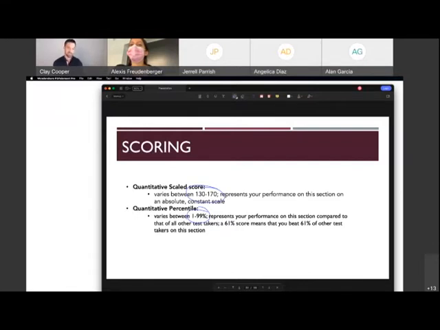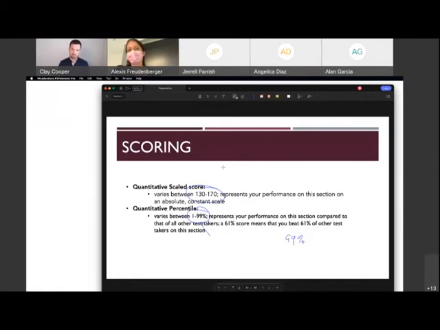The scaled score is the bane of my existence as a test prep professional. It drives me absolutely nuts. It means nothing, basically. No, sorry, that's not true. It has no inherent meaning. Your percentile score has inherent meaning. The percentile score is the percentage of other test takers that you beat. Does that make sense?